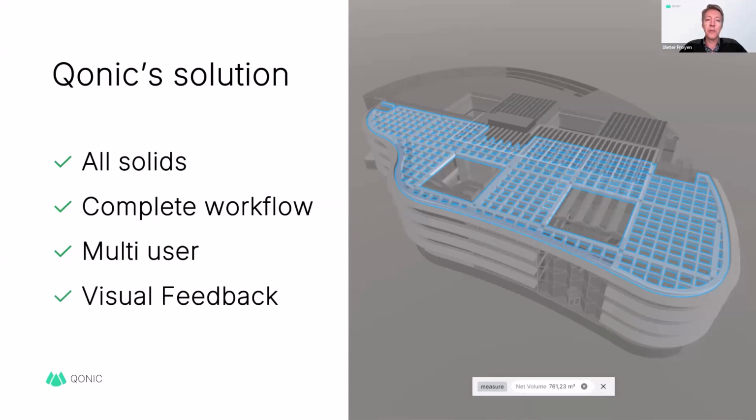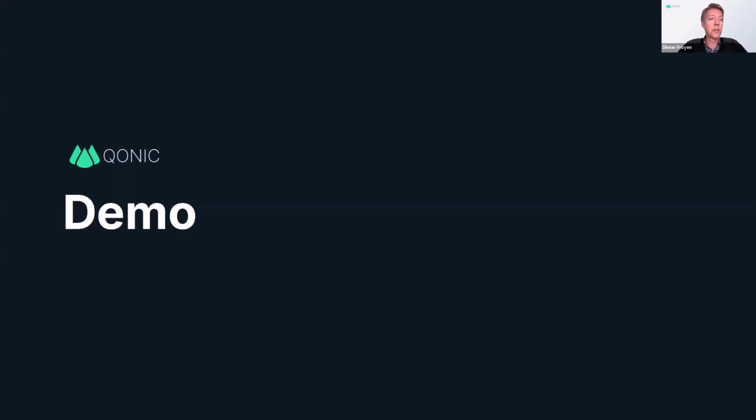End to end, and as you can see in the image on the right side, we have a good visual feedback of the quantities that are calculated and which elements are related to that calculation. So I'll end with the quote I started with, that there is a quick win doing a quantity takeoff in a BIM project, and Jacob will show now how that works in Qonic. Thank you.